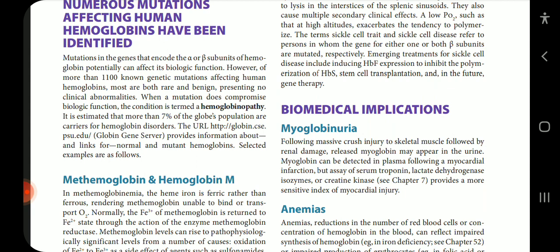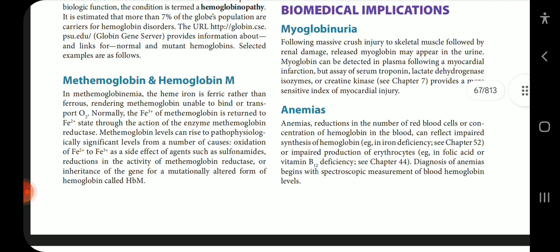The URL provides information about the links for normal and mutant hemoglobin. Selected examples are as follows. Methemoglobin and hemoglobin M. In methemoglobinemia, the heme iron is ferric rather than ferrous, rendering the methemoglobin unable to bind or transport O2. Commonly, the Fe3+ of methemoglobin is returned to the Fe2+ state through the action of the enzyme methemoglobin reductase.